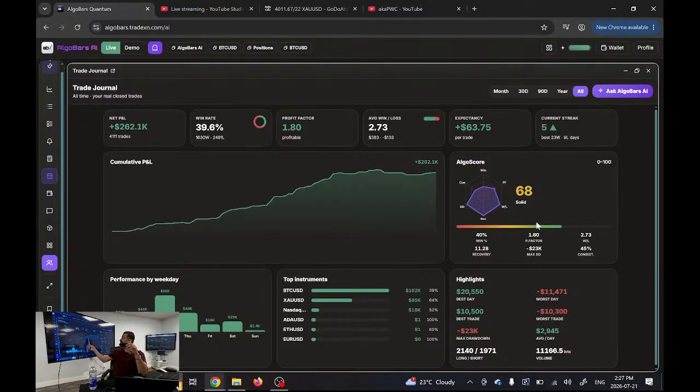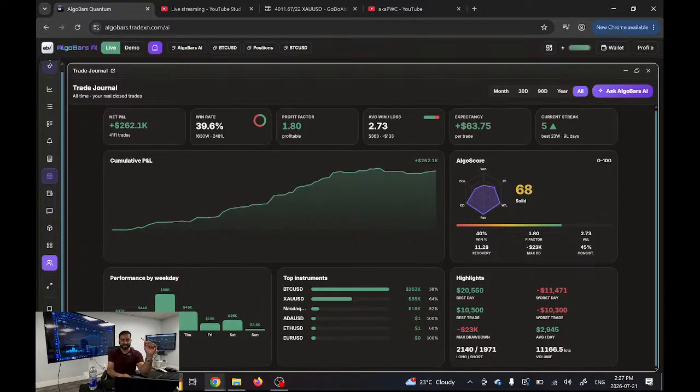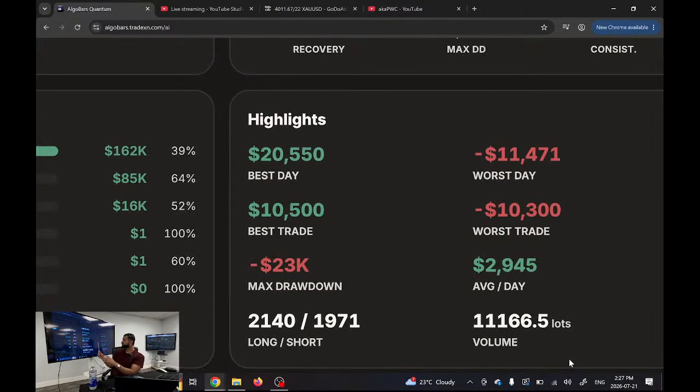And look at how much very valuable information you can get from the trade journal. For example, let's say over here we go down, you can see my best day was 20,550. My worst day, I lost 11,470. My best trade was a $10,000 trade. The max drawdown on this account that I've done so far is 23,000. That means, and this is important to understand because everyone thinks just because you're profitable, you're making money every single day, every single trade is profitable. It is not. In fact, you can actually see that at one point I came down negative 23,000 in my account. Okay, and what does that mean?